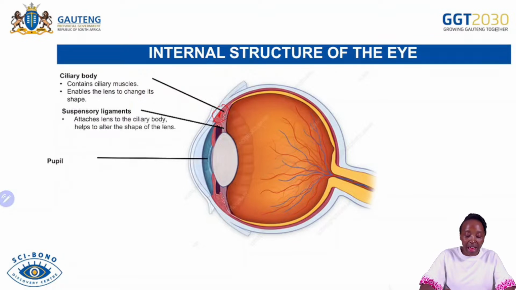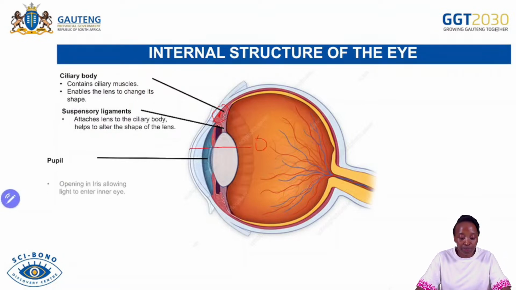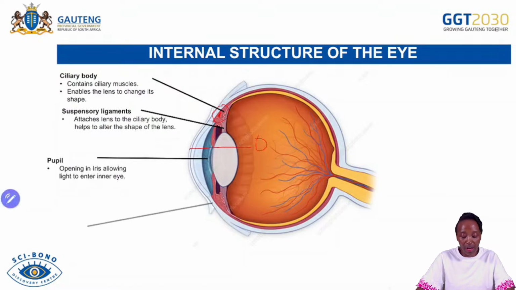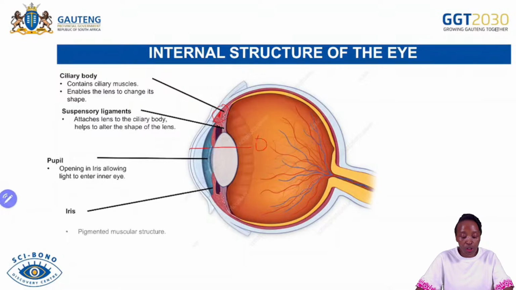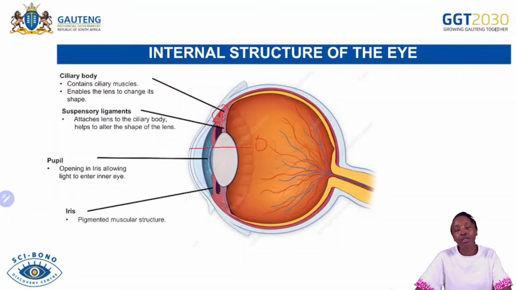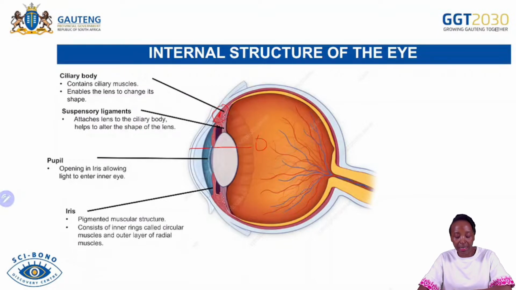and the two help in altering the shape of the lens. And then we have this opening, which is called the pupil. This is what allows the light into the eye so that it goes onto the photoreceptors. And then we also have the iris. The iris being the muscles that surround the pupil. The iris, its role is to control the size of the pupil, making it big or small, depending on the exposure in terms of dim and bright light.